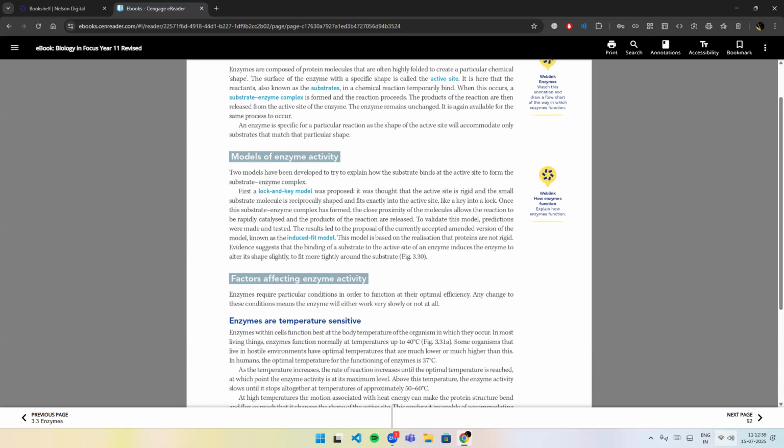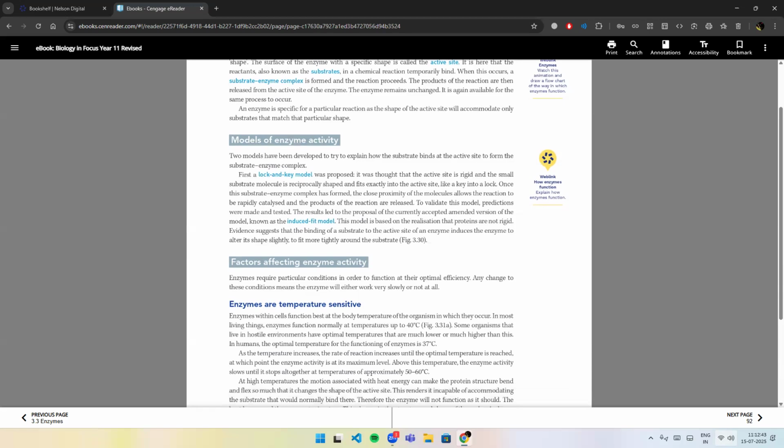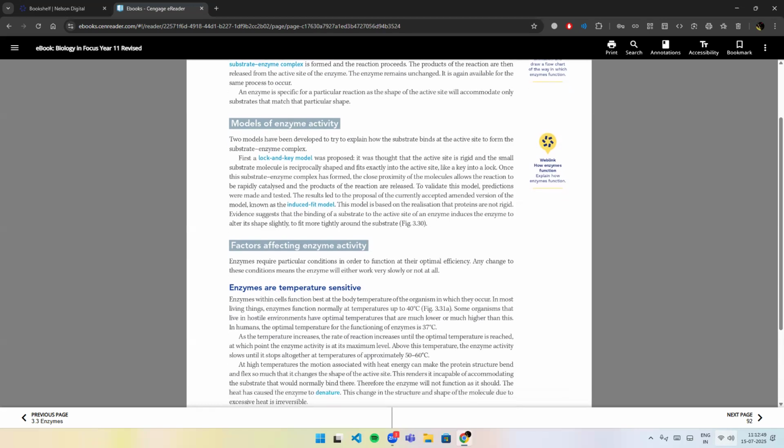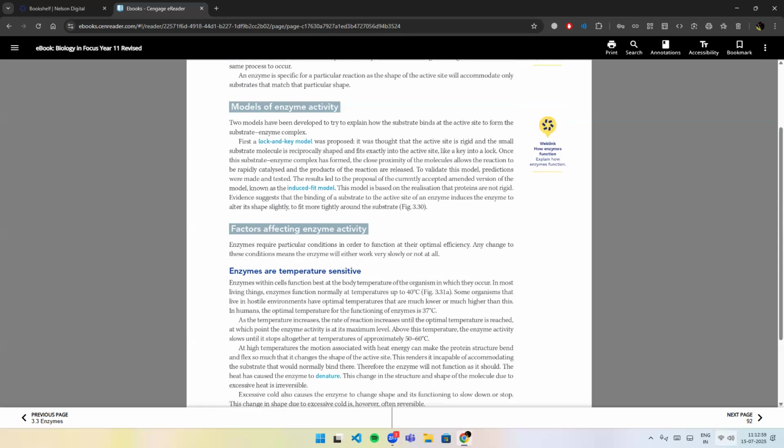The products of the reaction are then released from the active site of the enzyme. The enzyme remains unchanged. It is again available for the same process to occur. An enzyme is specific for a particular reaction as the shape of the active site will accommodate only substrates that match that particular shape. Models of enzyme activity.